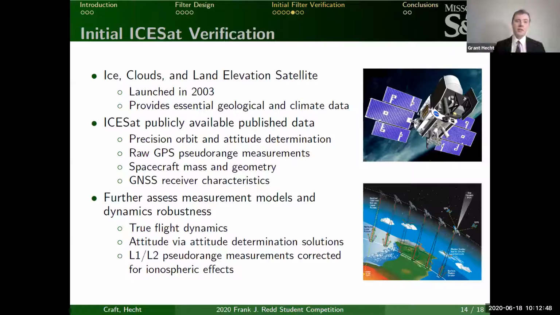The Ice Clouds and Land Elevation Satellite, or ICESat, launched in 2003 to a low Earth orbit and had the primary mission objective of providing geological and climate data. Published data from the ICESat mission is publicly available and includes precision orbit and attitude determination solutions, as well as raw GPS pseudorange measurements, and was thus chosen as the primary candidate for verification of the thrust determination filter using real mission data. Verification of the filter using ICESat data allows for further assessment of the filter's robustness when subject to true flight dynamics, attitude measurements, and real L1 and L2 pseudorange measurements.